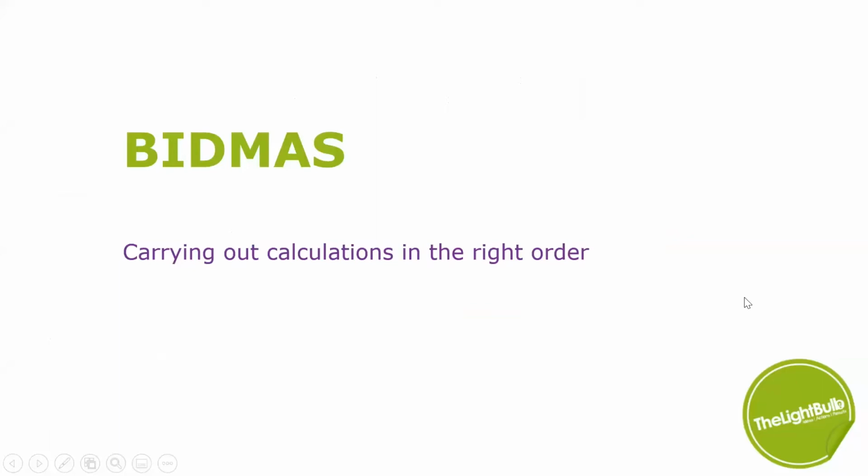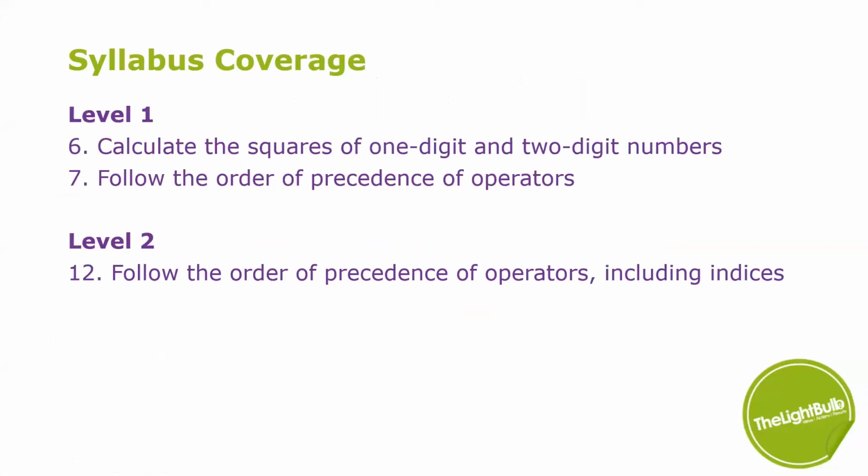Okay, so BIDMAS is about carrying out calculations in the right order. Now, the syllabus coverage is at both level 1 and level 2. At level 1, there are two things we're taking into account, which is calculating the squares of 1-digit and 2-digit numbers, and then following the order of precedence of operators. And then at level 2, the criteria is very similar, following the order of precedence of operators, but specifically this time including indices.